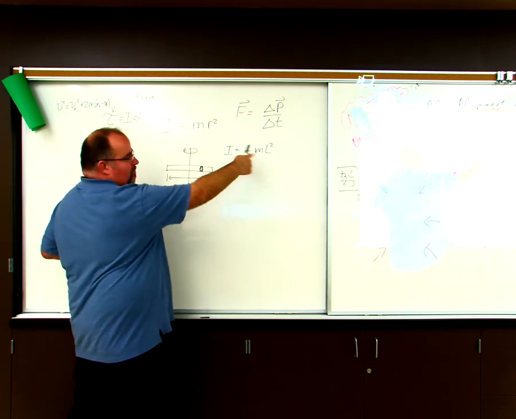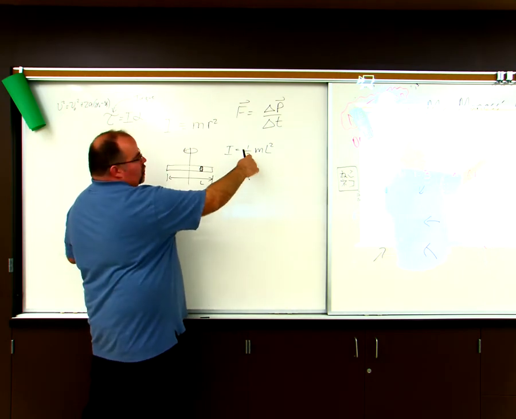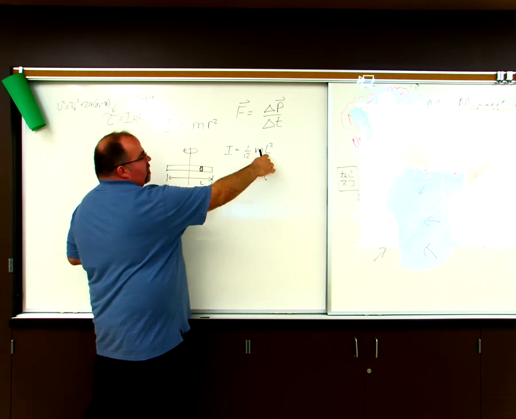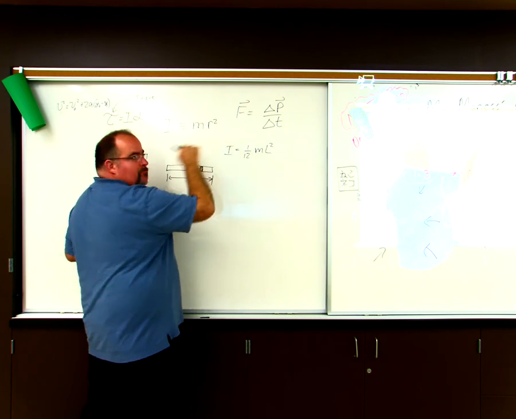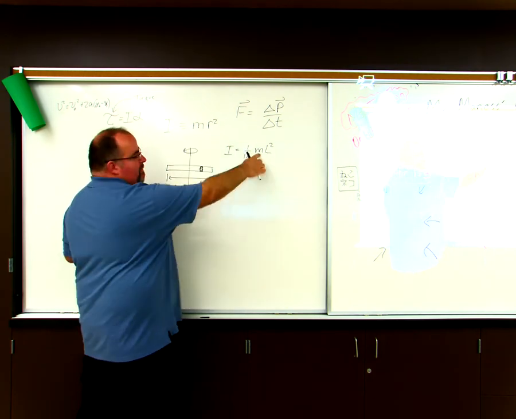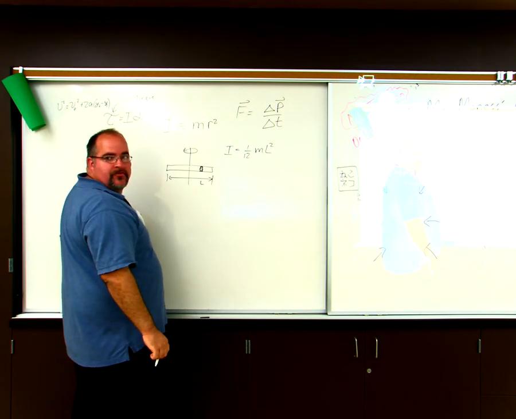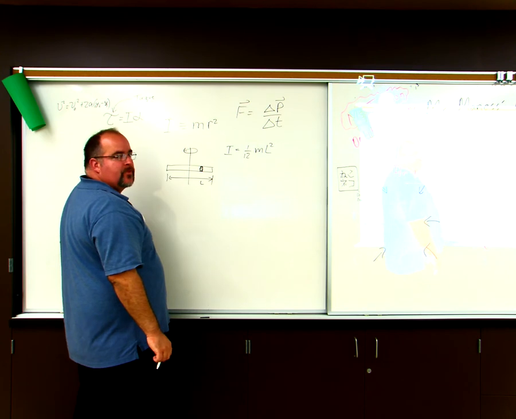I could show you, but you guys will kill me by the end. But you can show that if you have a rod of equal density, 1/12 times its mass times its length squared equals its moment of inertia. This would be its mass in kilograms if this is in SI units. Where did 1/12 come from? From the integral. Oh, okay.